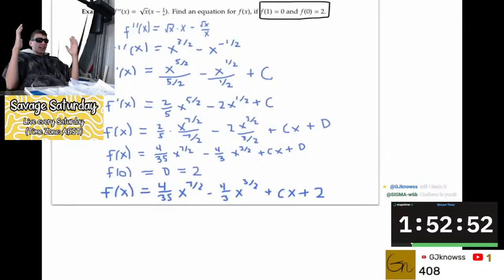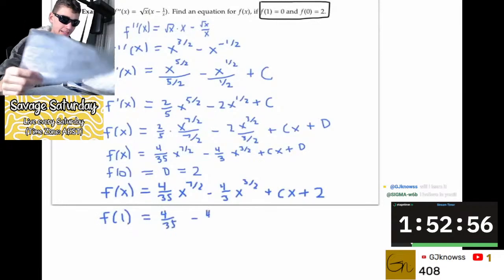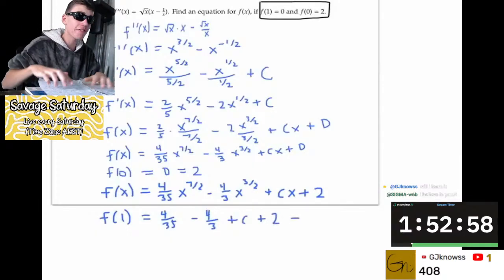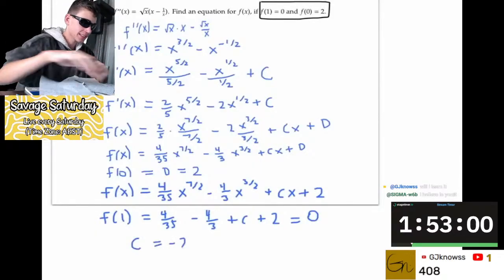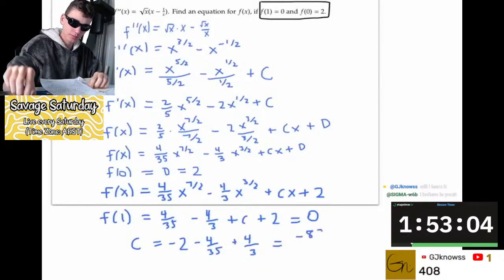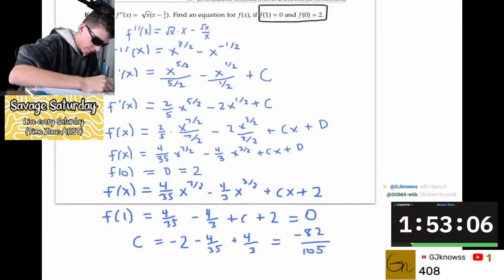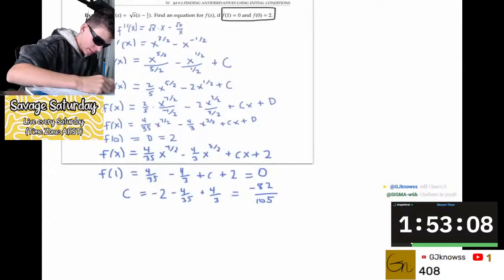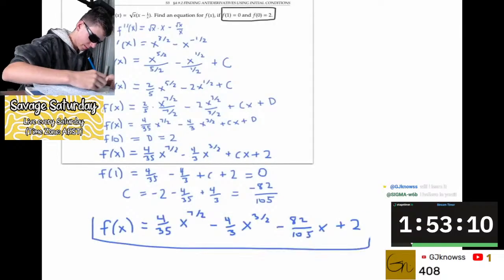And now my second condition sets x equal to 4 and the function equal to 0. So we get 4 35ths minus 4 thirds plus c plus 2, and that has to equal 0, which means that c is negative 2 minus 4 35ths plus 4 thirds, which simplifies to minus 82 105ths. If we plug that in for c, we get a final answer for f of x. And that finishes the problem.